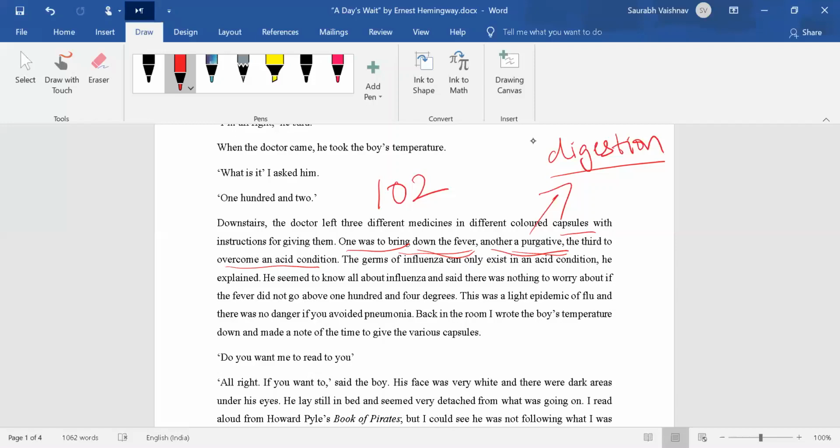The doctor also said the germs of influenza can only exist in an acid condition.